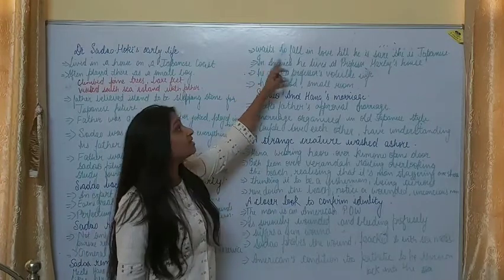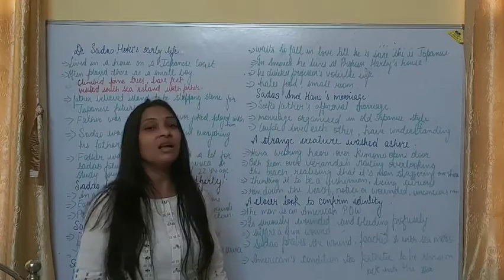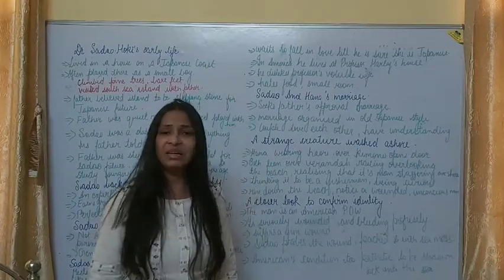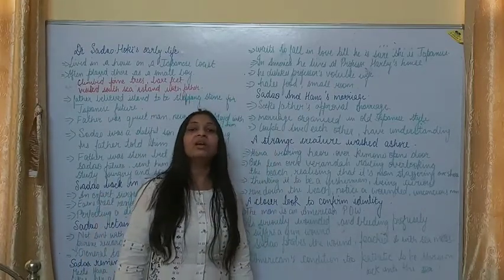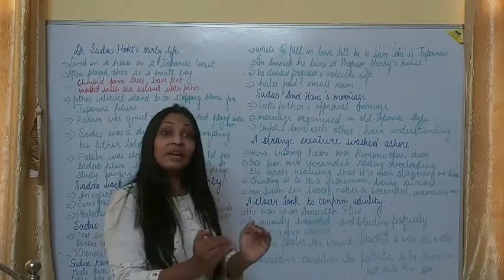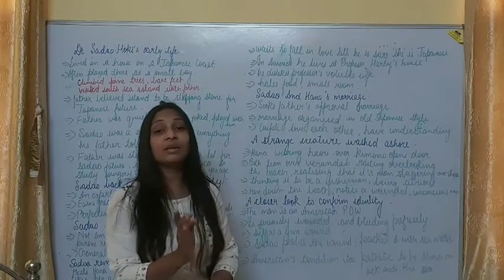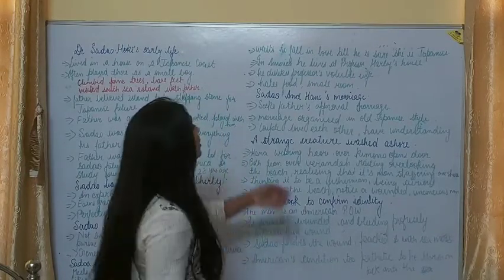He waits to fall in love till he is sure that she is Japanese. Now he was such a dutiful son. He knew his father would never agree to his getting married to an American girl. So he waited before falling in love, until he could confirm that she was a Japanese girl.